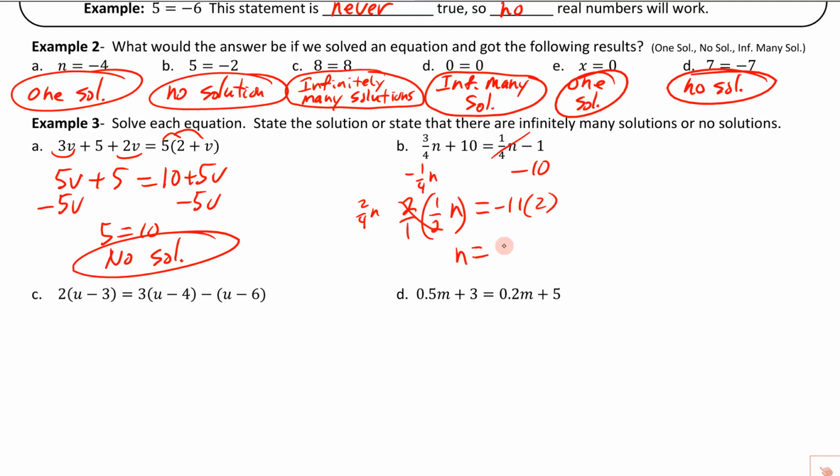Again, we get some cross cancellation going right here, and we multiply these together and we get negative 22. Okay, so we got no solution on this one right here. We got negative 22 for a solution right here. Let's check this next one right here.